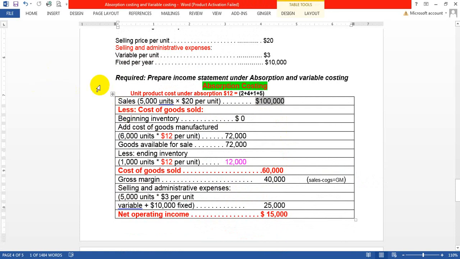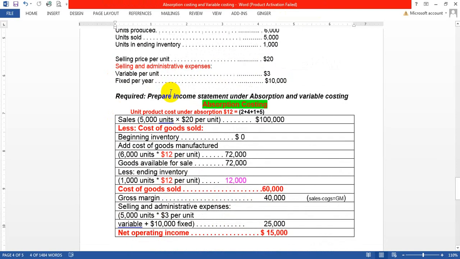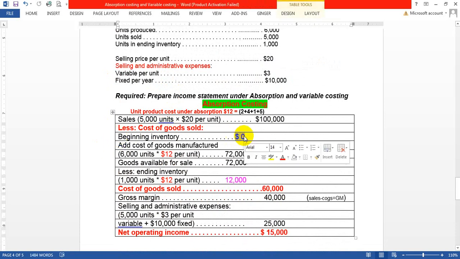Less cost of goods sold. Because this is a manufacturing company, how will I calculate my cost of goods sold? First I will take the beginning inventory. Units in beginning inventory is 0, and anything multiplied by 0 is 0, which means there are no units in beginning inventory. So we take beginning inventory as 0.